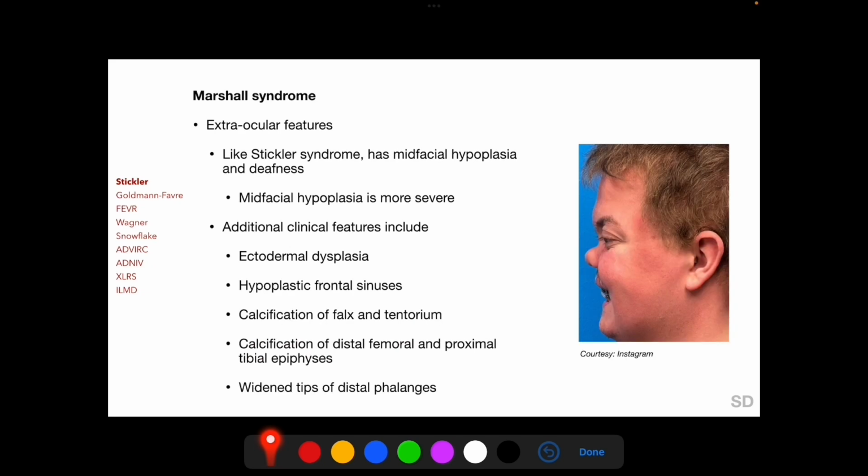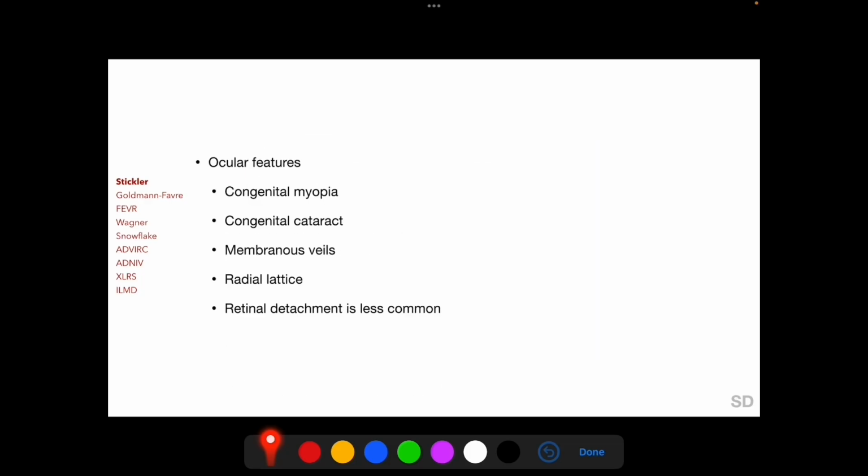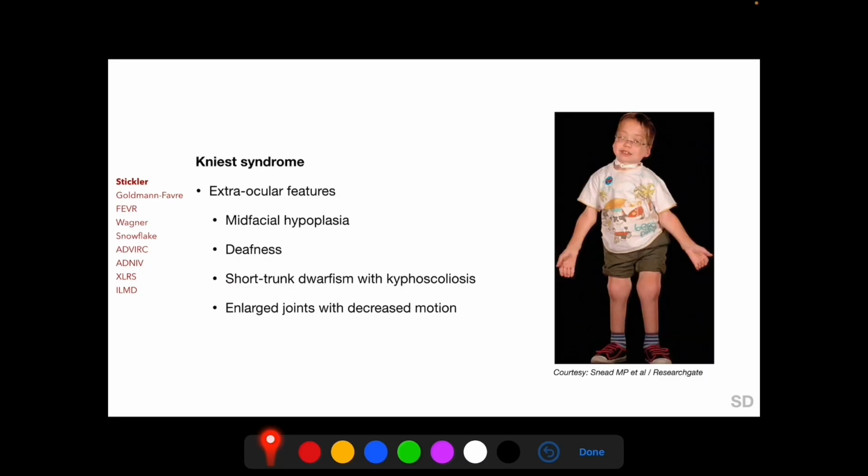Like patients with Stickler syndrome, patients with Marshall syndrome have midfacial hypoplasia and deafness, with midfacial hypoplasia being more severe in Marshall syndrome as seen here in this clinical photograph, and these patients also have additional clinical features. Ocular features in patients with Marshall syndrome are similar to those in patients with Stickler syndrome.